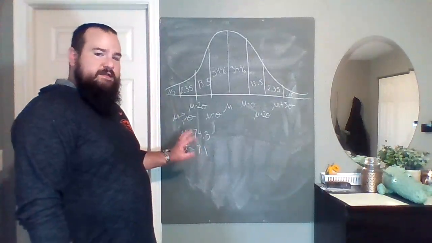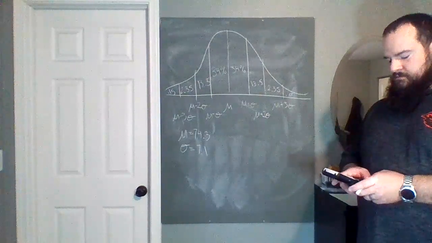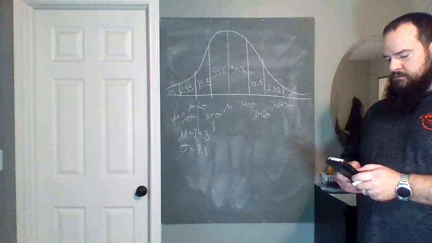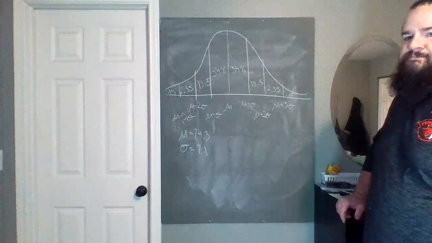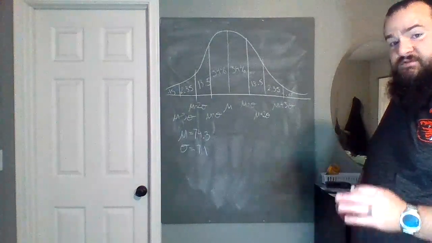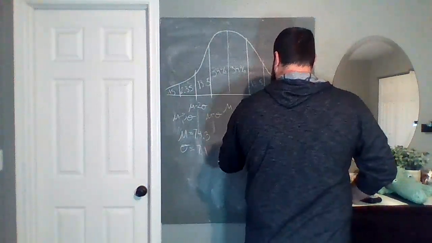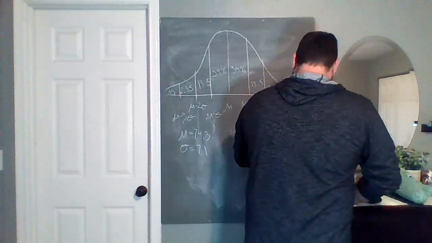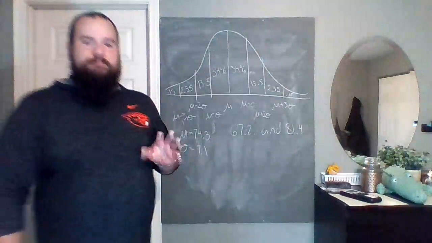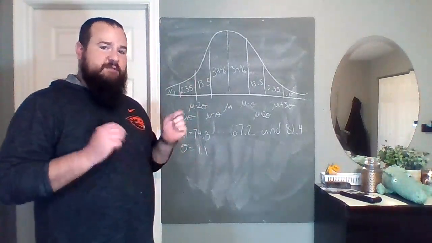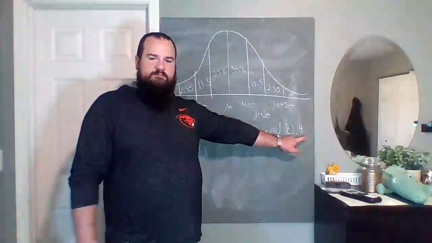Okay? What I can do about this is I can ask you some nice, easy questions. Like, one question I can ask you is, what percentage of those test scores were between 67.2 and 81.4? So, what percentage of all of the test scores on the first test in my Math 243 class that I've ever given were between 67.2 and 81.4?